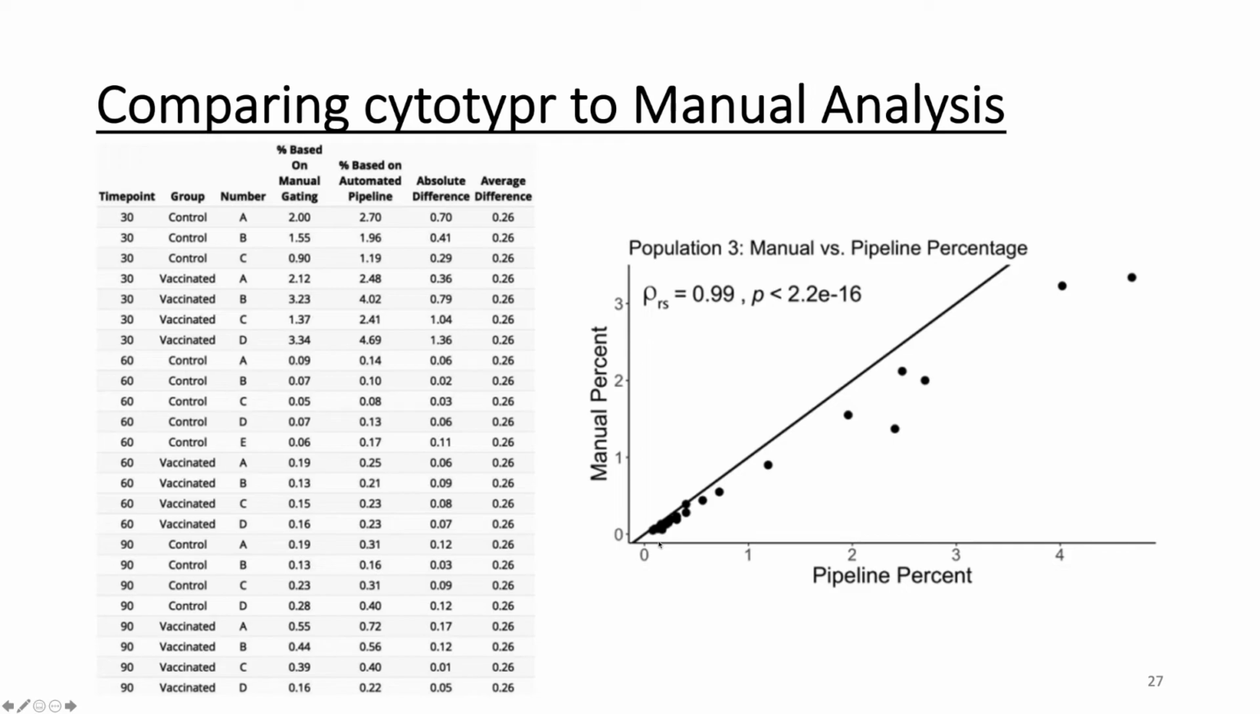So on this plot here, we have a comparison of the manual gating and the pipeline gating. And so each point represents the measurements of a single mouse for this population 3. And the point's position on the x-axis gives the population 3 measurement based on the pipeline, while the position on the y-axis gives the population based off of the manual gating. This diagonal line provides a reference of x equals y, where points would fall if results from the manual and pipeline gating were identical. And so we can see that they are fairly close when we compare the two together.